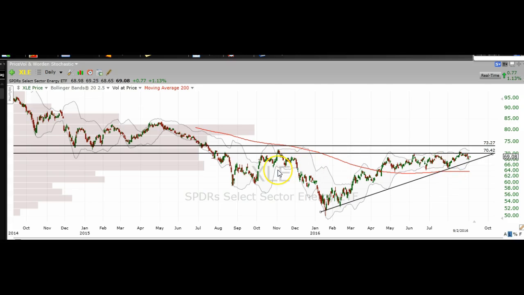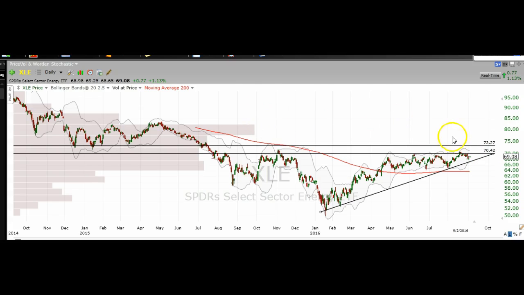This has a nice look here, kind of a complex inverse head and shoulders, left shoulder, head, right shoulder, or you can call it maybe a cup and handle formation. If you're a purist, you might not consider that a cup and handle, just because it's not as rounded, but regardless, we have a constructive look to it, but still a lot of work to do, and you can tell that this 70-50 level is going to be a key level.